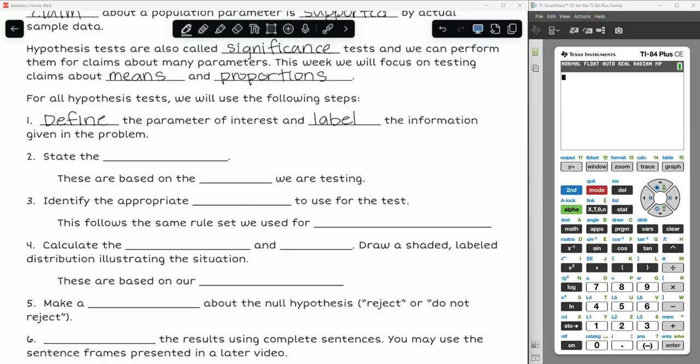Once we've identified everything that we're given and we've defined our parameter of interest, we are going to state the hypotheses for our hypothesis test. And there are 2, and we'll talk about them in a future video. These are based on the claim that we are testing. After we've stated the claim that we're testing, we're going to identify the appropriate distribution that we should use to perform this test. And these rules are going to follow the exact same rule set that we used last week for confidence intervals.